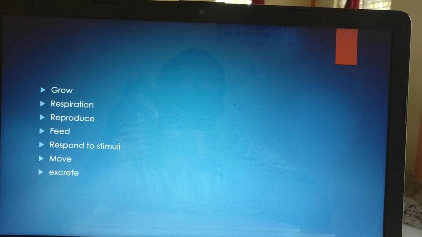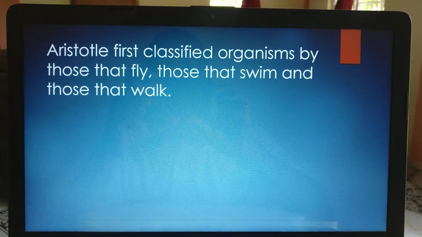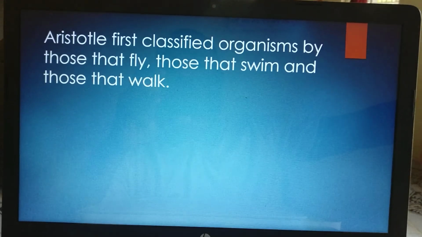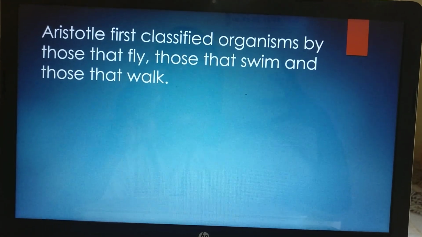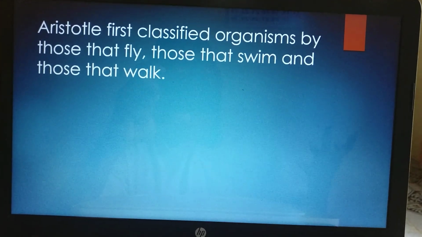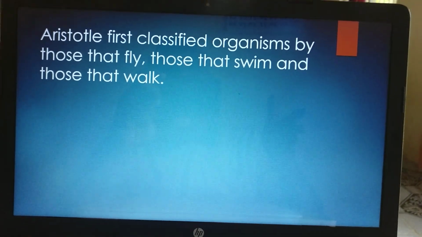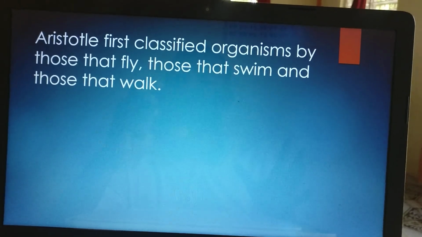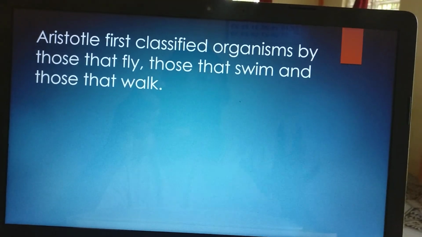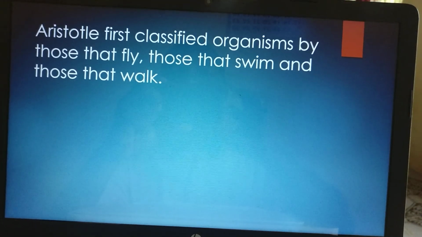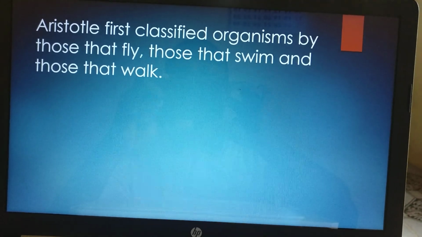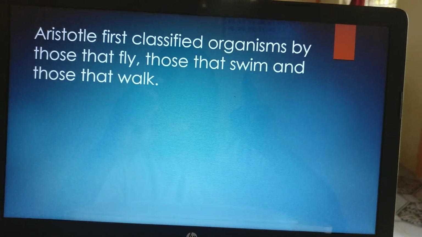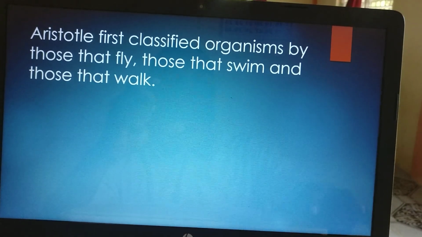Okay, let's move forward. Now we're looking at the history of the classification system of living things here on Earth, or in the time frame that we have been here. And so what I want us to look at now is the person who first came up with a classification system, and that person was Aristotle. So let's look at the system he had for classification. Aristotle first classified organisms by those that fly, those that swim, and those that walk. Let me run it again. He's classifying animals based on those that can 1, fly, 2, swim, and 3, walk. So 3 areas of focus to classify different animals.